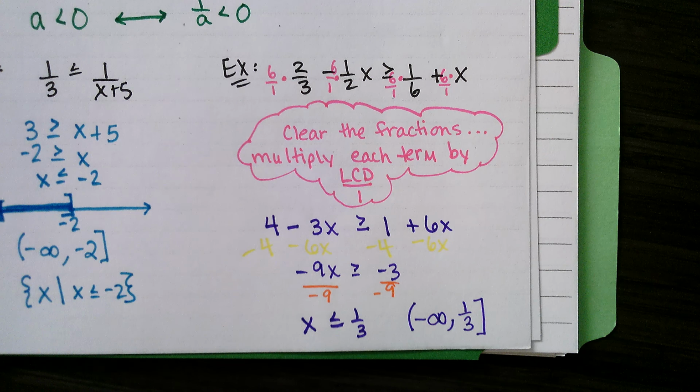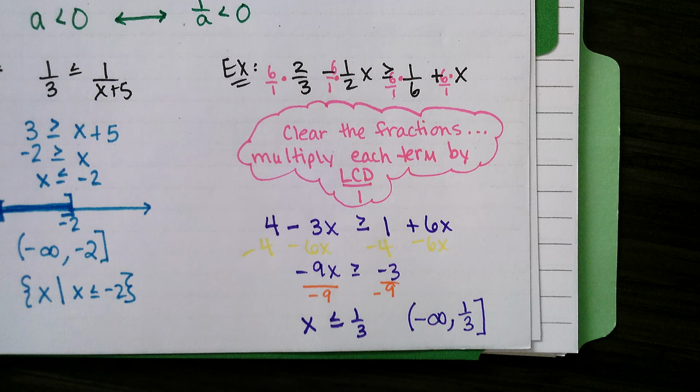And then let's throw in set builder notation. So we go curly bracket, x bar. That bar means such that x is less than or equal to negative 2. Easy peasy.